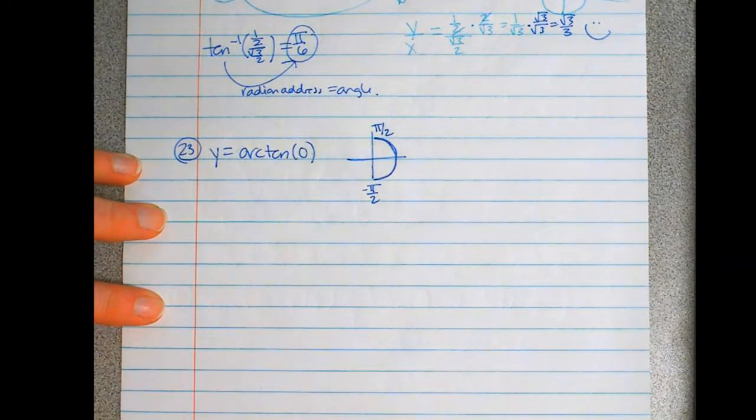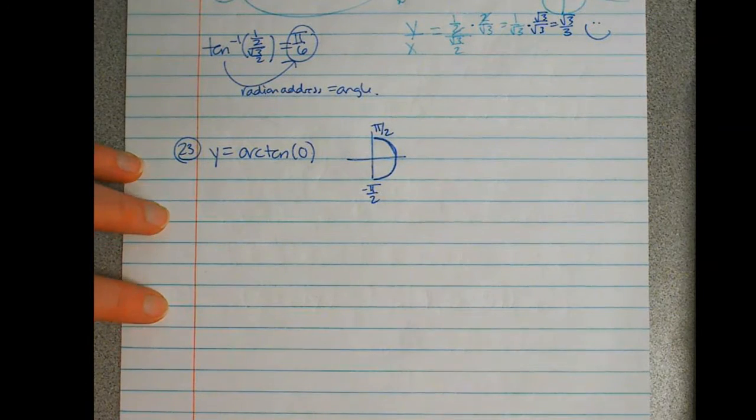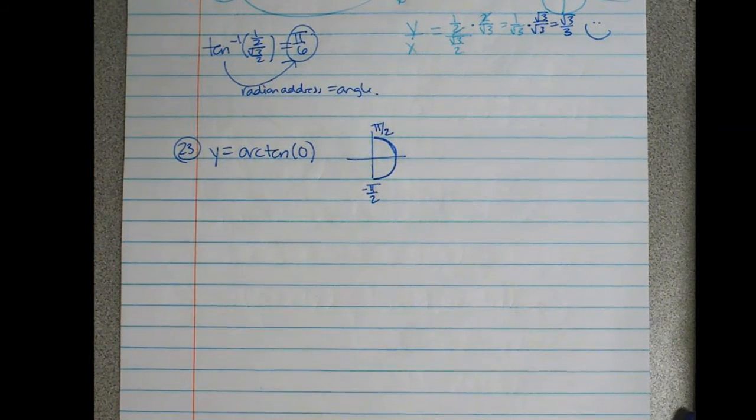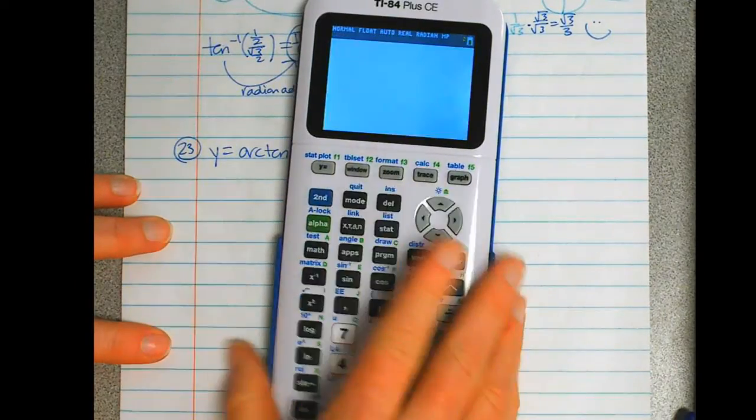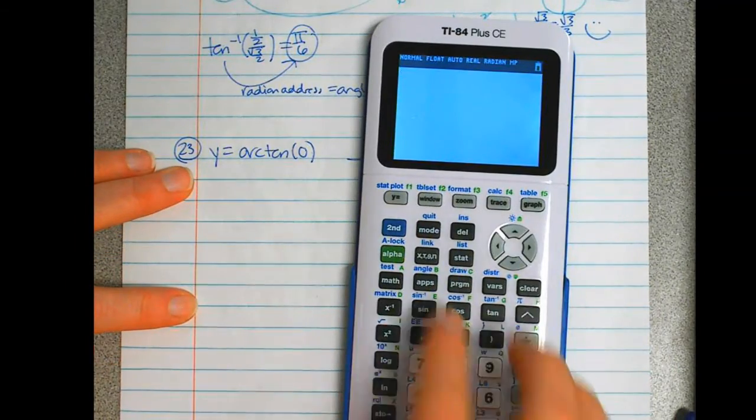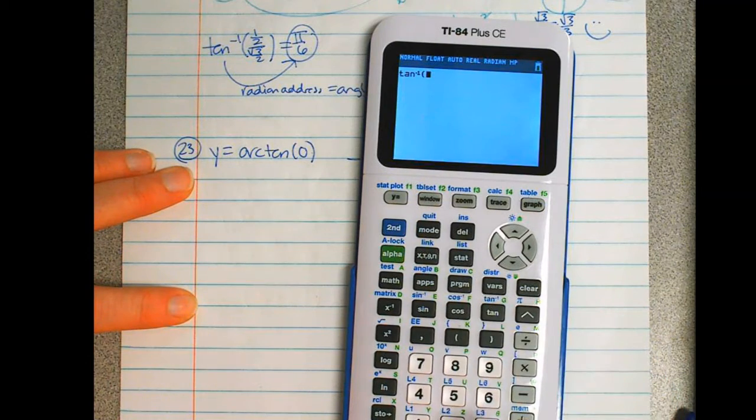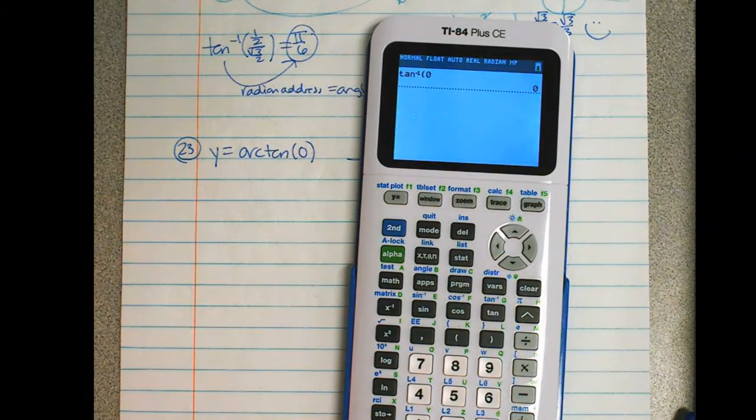Oh, it's 0. So if you put arctangent in a calculator, oh, sorry. What was that? That was one of those. I believe that if you put in a calculator arctangent of 0, you're not going to get 2 pi. The calculator can only give one answer.